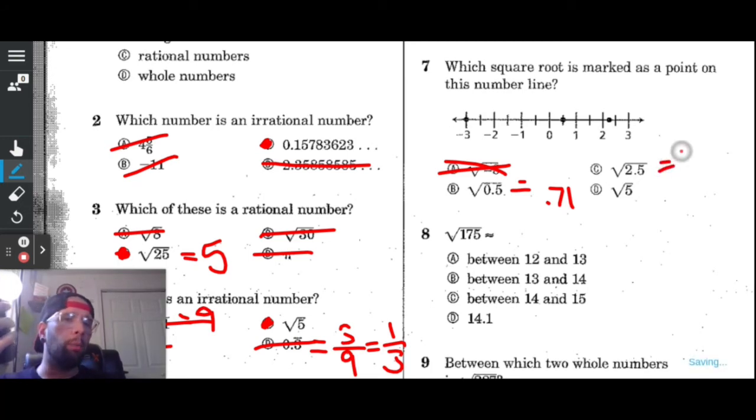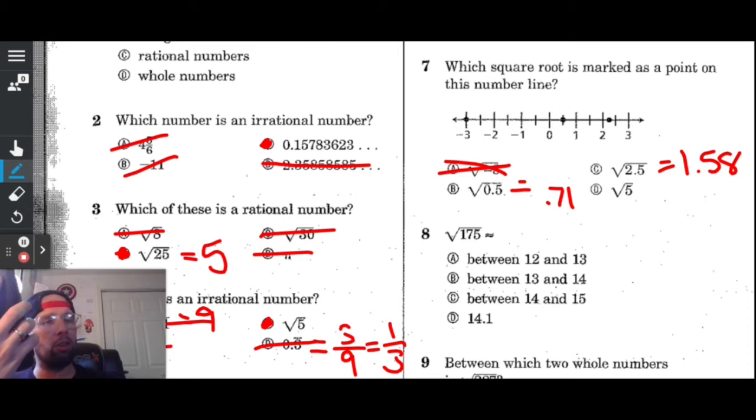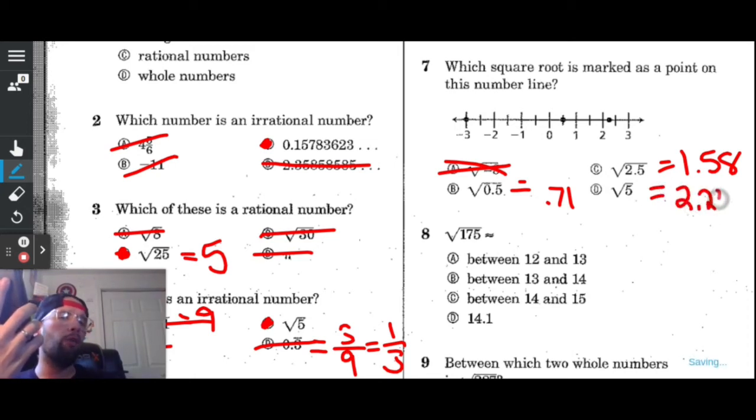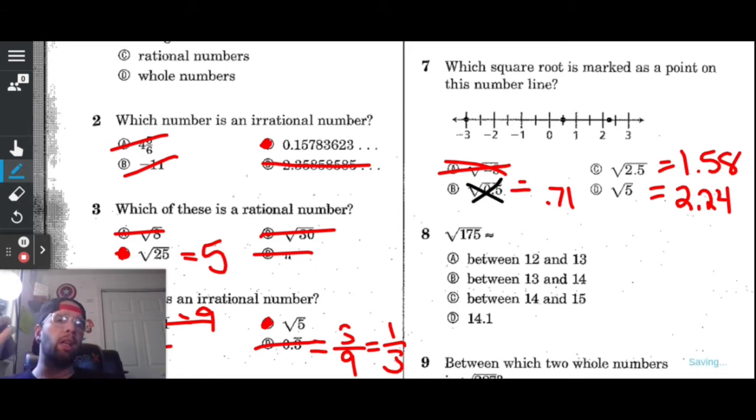1.58. And the square root of 5, I feel like we did this a bunch of times, is 2.236. So we'll do 2.24 because it rounds up. All right, so let's see if this guy, 0.71, is seen somewhere on this number line. 0.71 would live right around there. That dot is 0.5. So 0.71 is not on the number line, so it's not you.